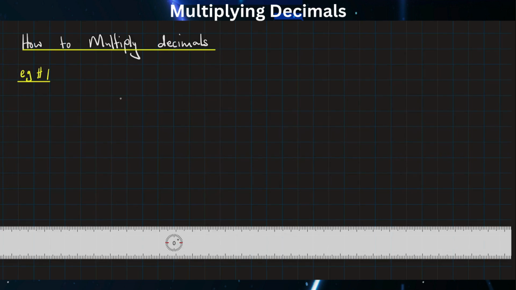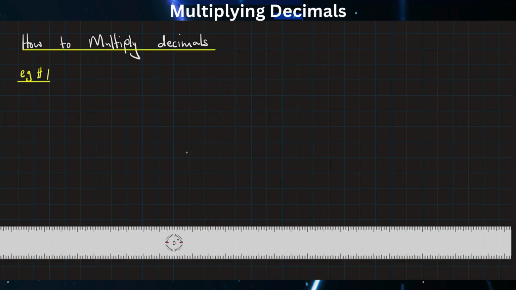How to multiply decimals. For example, 2.1 times 1.4. The first step to do is to ignore decimals. You have to ignore the decimals. So that will become 21 times 14. 21 times 14, we can do the working here.